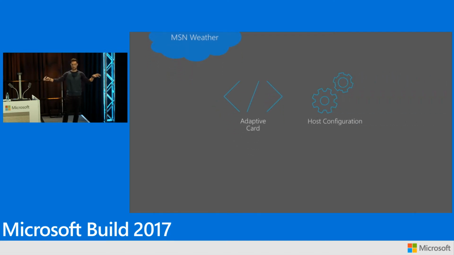I talked about how it worked. I'll show a pretty graphic with a really ugly cloud on how this works. MSN Weather, let's say, as a cloud author, they create an adaptive card payload. That payload then gets combined with what we call a host configuration of an app. So if you're Skype, you define this host configuration. It's a JSON serialized object model just like the payload is, but it's more tailored for the host.